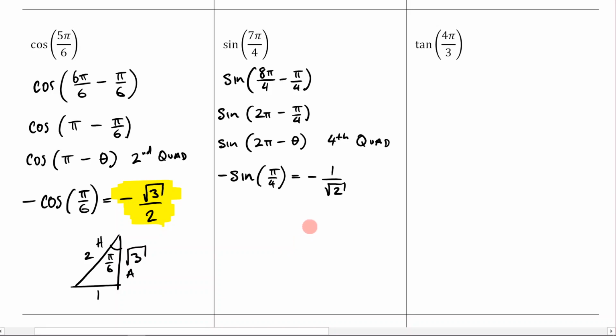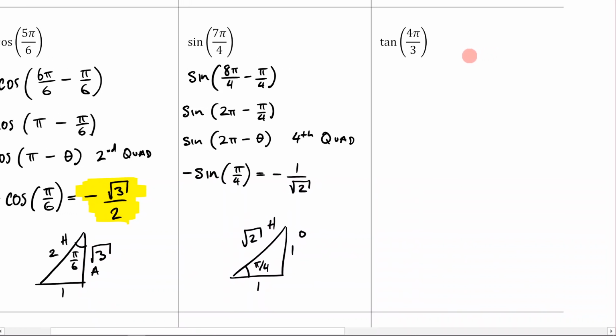I'm going to have to draw a triangle again. Okay. Why can't I draw? There we go. So this is going to be pi on 4. This is going to be 1, 1, square root of 2. And it's sine, so it's opposite over hypotenuse, 1 on the square root of 2. Bang. Let's go into our next one here.